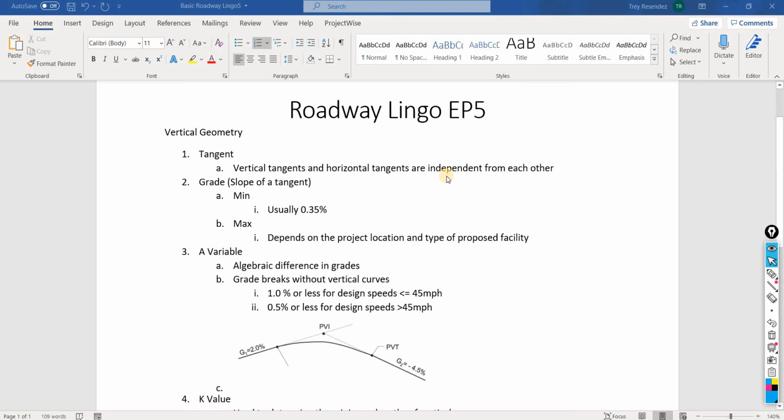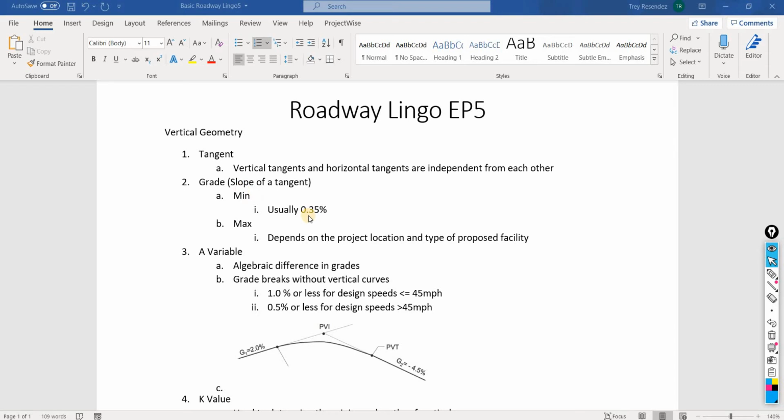If I have a horizontal tangent, the vertical tangent does not have to be within the same limits as the horizontal tangent. And you can see here, this is an example of a vertical curve, and the tangent would be here, and the tangent grade would be 2%. And this is the back tangent, and this is the ahead tangent. So this ahead tangent grade would be minus 4.5.